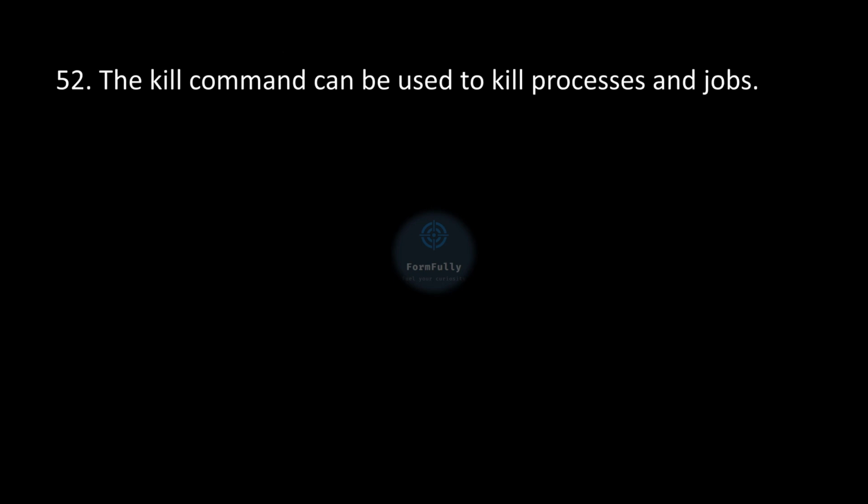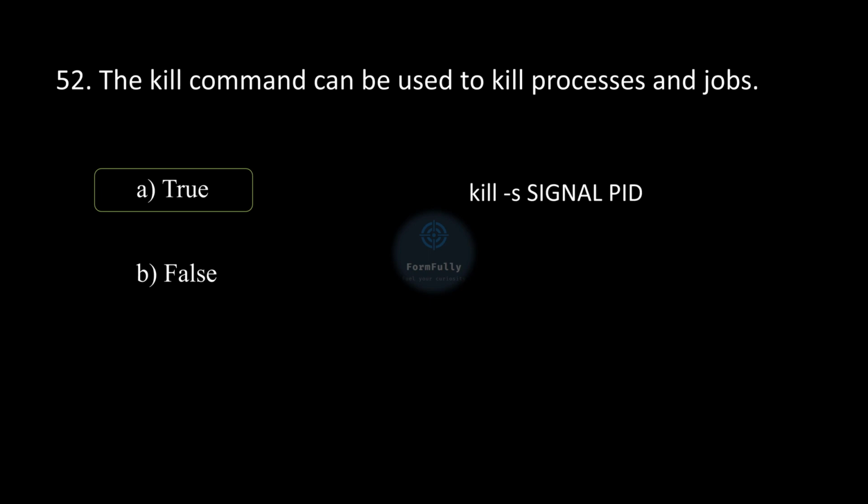The kill command can be used to kill processes and jobs. Is this statement true or false? Yes, the statement is correct. The syntax of the kill command is like this: kill -s signal PID, where signal is the type of signal you want to send. If you don't specify a signal, by default the TERM 15 signal is sent, which requests the process to terminate. PID is the process ID of the process you want to terminate. So the statement is correct.